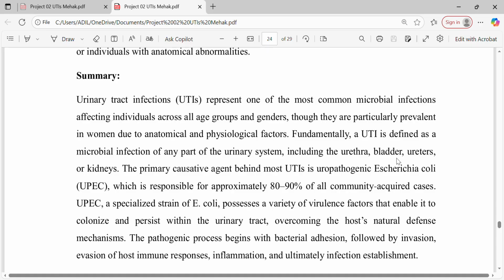UPEC, a specialized strain of E. coli, possesses a variety of virulence factors that enable it to colonize and persist within the urinary tract, overcoming the host's natural defense mechanisms. The pathogenic process begins with bacterial adhesion, followed by the evasion of host immune responses, inflammation, and ultimately infection establishment.